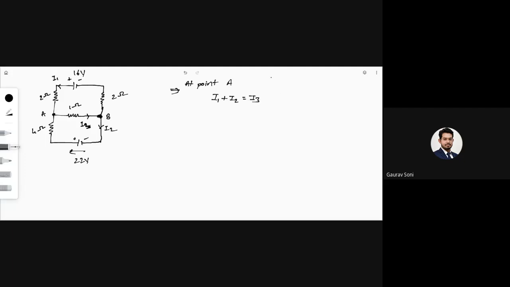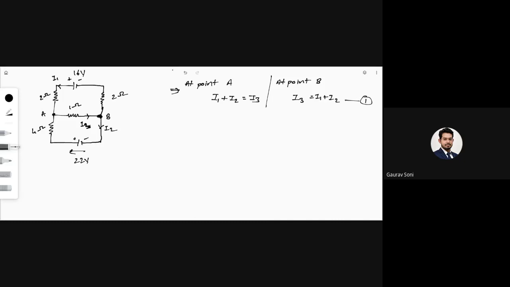And at point B, what we will have? The incoming is I3, outgoing are I1 and I2. So it gives me the same equation. So I3 is equal to I1 plus I2. I'll call this equation number 1.